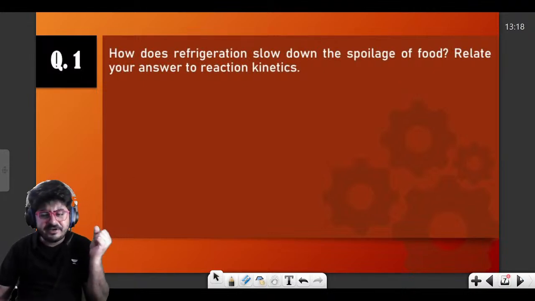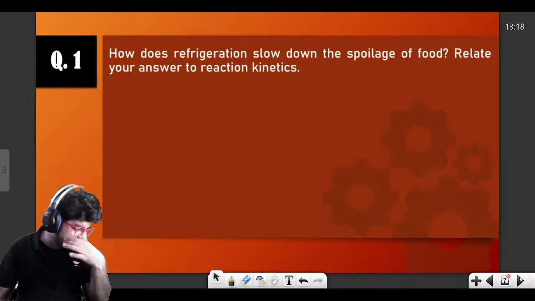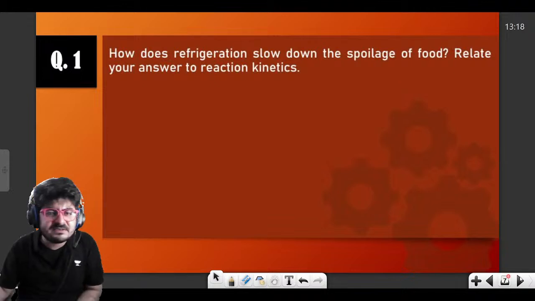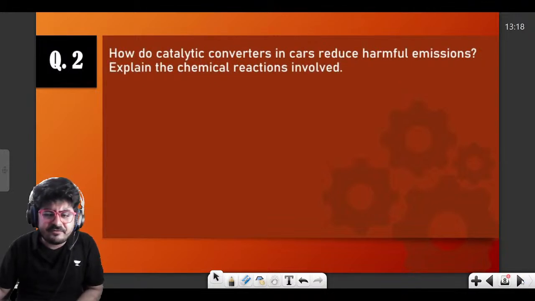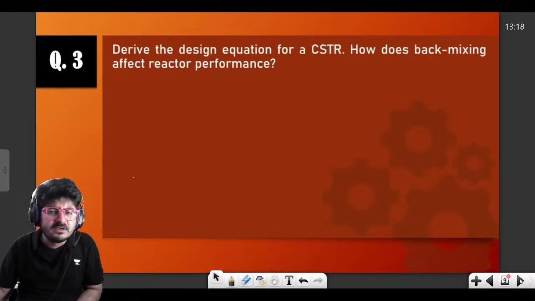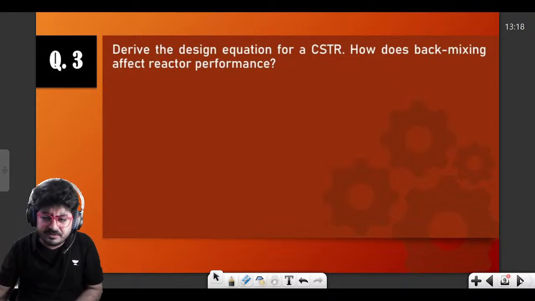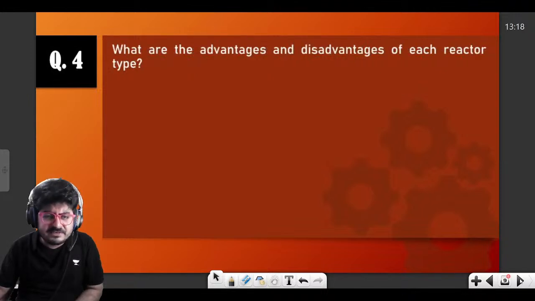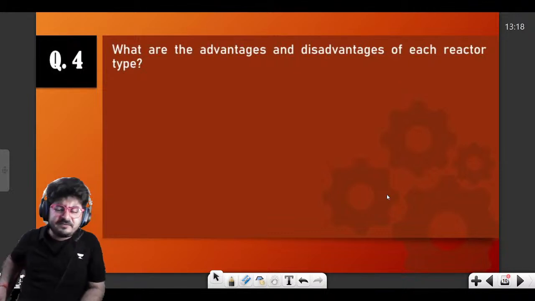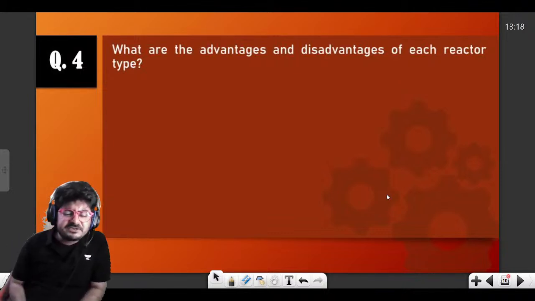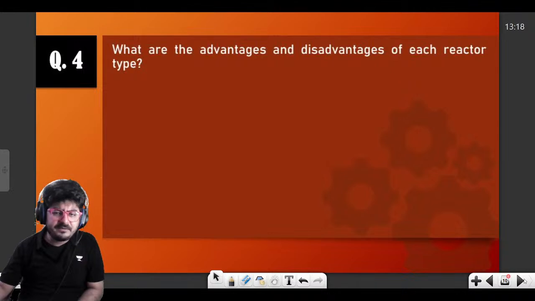Some questions we have already done in our previous two sessions, like how does refrigeration slow down the spoilage of food, use of catalytic converters in cars, the design equation of CSTR, and how back mixing affects reactor performance. We also saw the comparison of CSTR and plug flow reactor on the basis of back mixing. And we also talked about the advantages and disadvantages of each reactor type, especially batch reactors, CSTR and PFR.